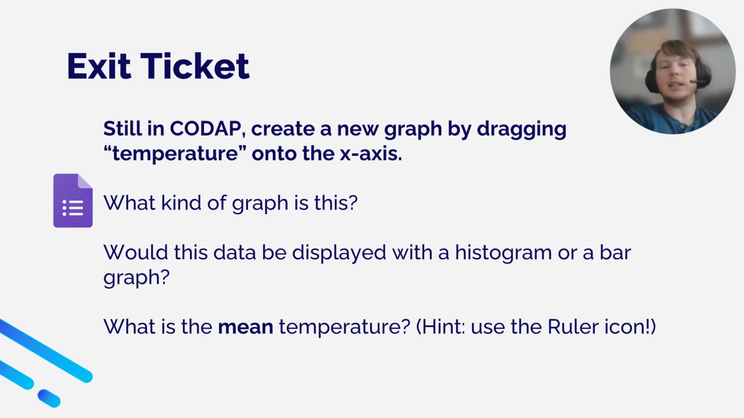For our exit ticket, still in CODAP, we're going to create a new graph by dragging temperature onto the x-axis. This should create a dot plot in one variable. We want students to think about whether this data would be displayed with a histogram or a bar graph. In this case, students should display the data with a histogram because this is a continuous variable. Temperature is quantitative and continuous.